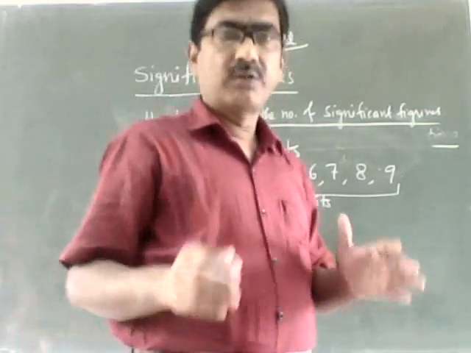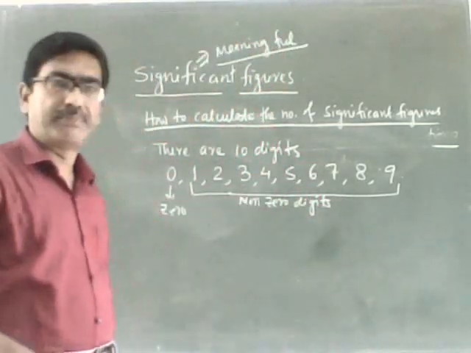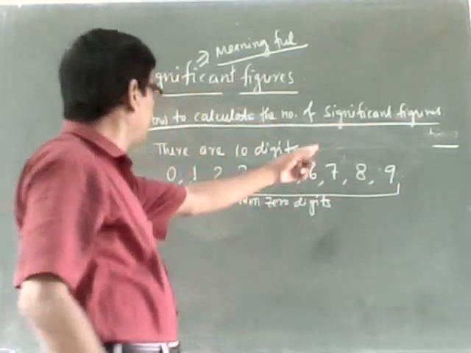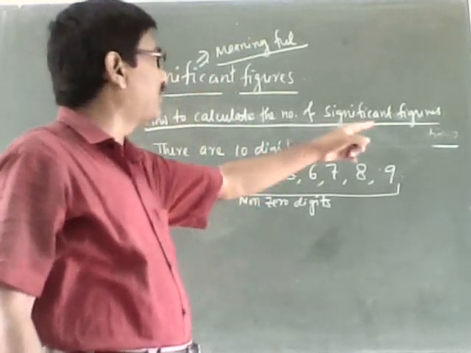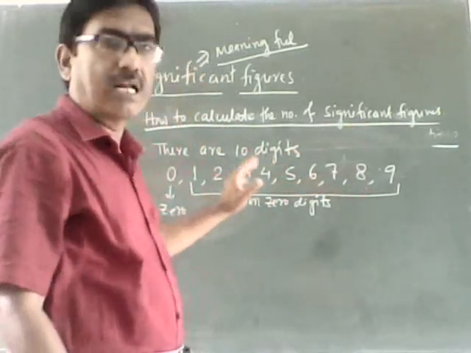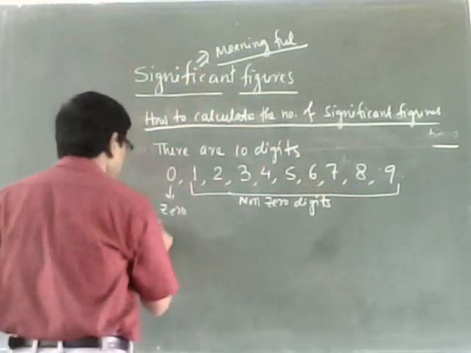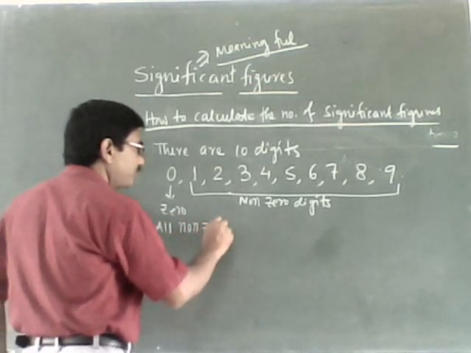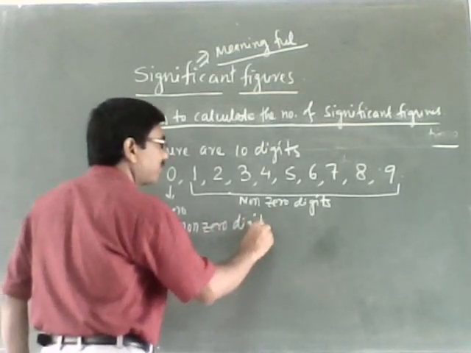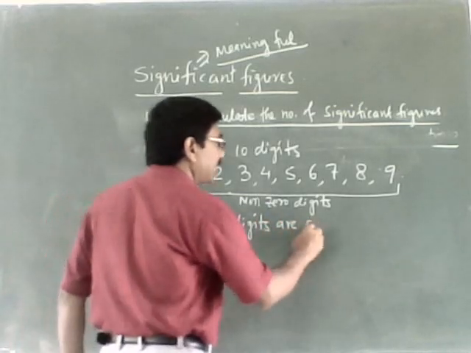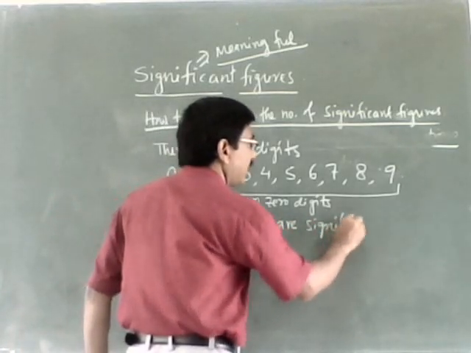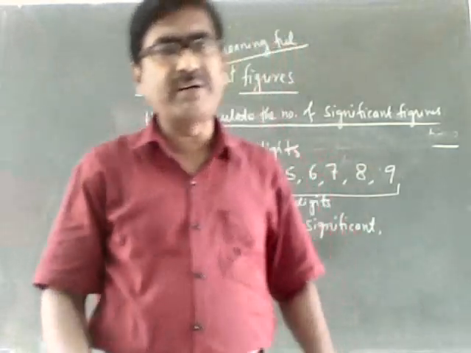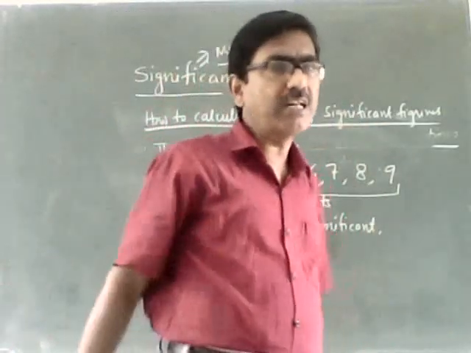So what are the rules to calculate the number of significant figures? The first rule is that all non-zero digits, 1, 2, 3, 4, 5, 6, 7, 8 and 9, are significant. Whatever be their positions, all non-zero digits are significant.